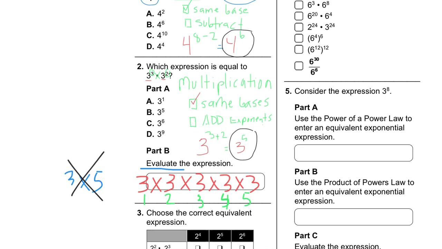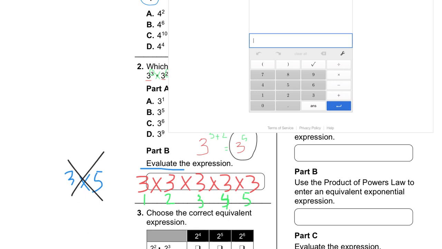Okay? So let me bring my calculator to solve this problem. Here we go. We're going to multiply 3 times 3 times 3 times 3 times 3 so that we get 243. So our answer equals 243. Now move on to the next couple of problems on pages 1 and 2.